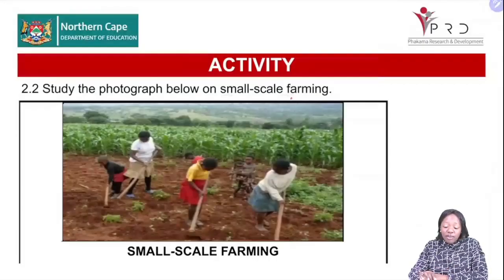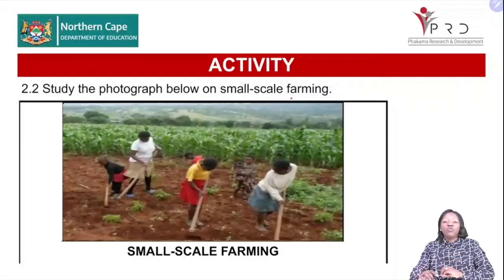So as we are studying the photograph below, and they've already said this is a small scale farming. Again, what do we see now? We see there are people in that plot of land, and they are using their hands. They are manual labor there, and there is a variety of crops that has been planted in that area. So even if you were not given that the photograph below is on a small scale farming, by looking at the picture, you will be able to identify certain things that are there in the picture so that you can be sure that this is a small scale farming.